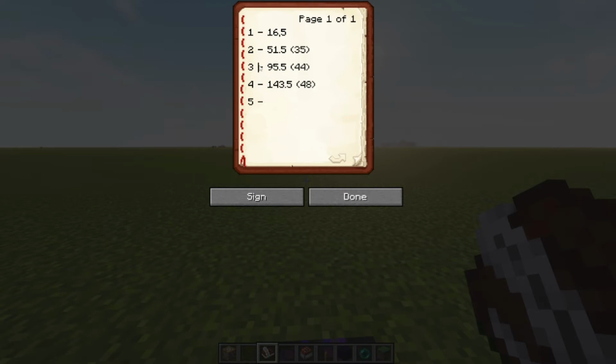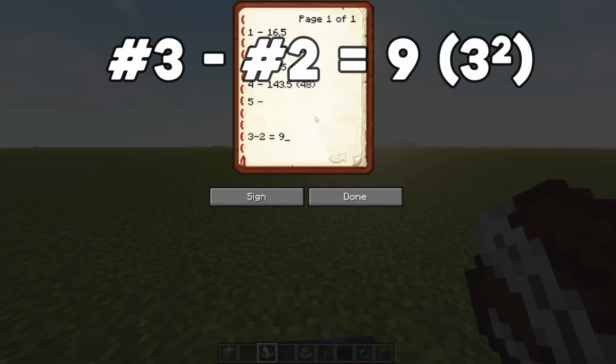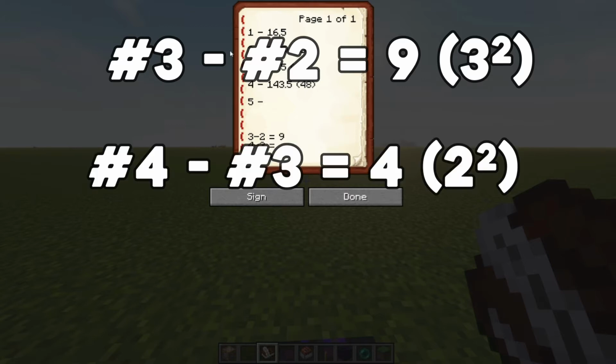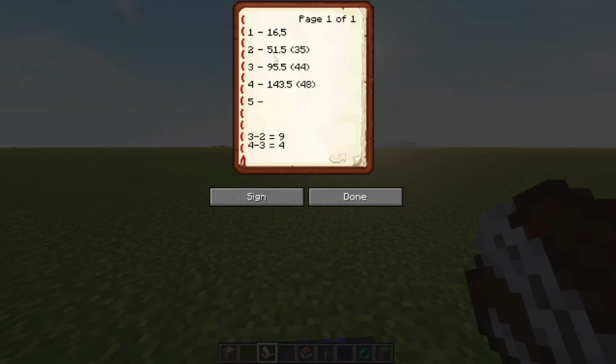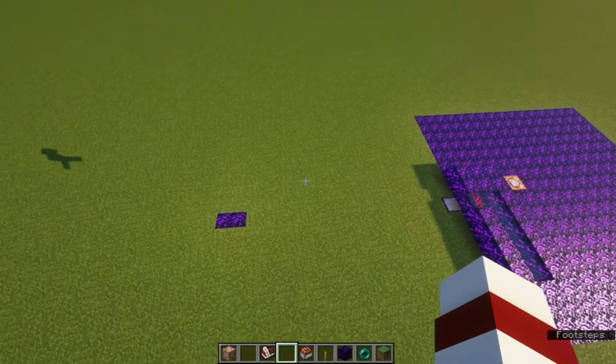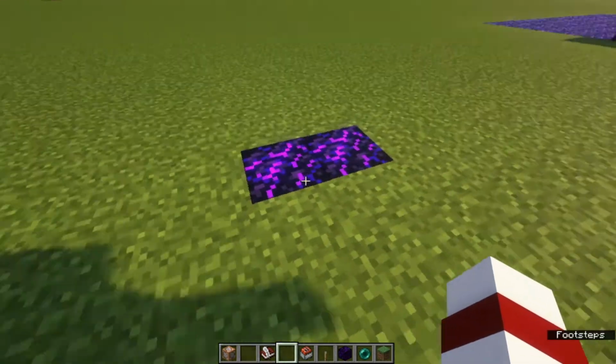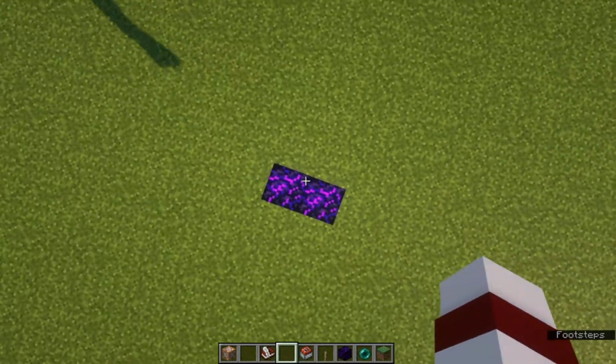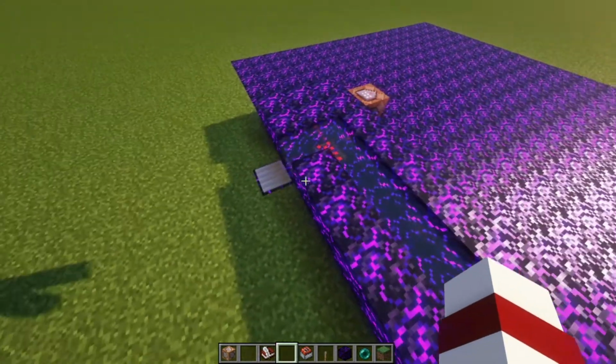44 minus 35, which is equal to 9, okay? So 3 minus 2 will equal 9, all right? 4 minus 3 equals 4. So the three numbers we have are 16, 9, and 4. Okay, so this is really complicated, so bear with me. The reason why I say the three numbers we have are 16, 9, and 4 is because the distance from here to here is 16.